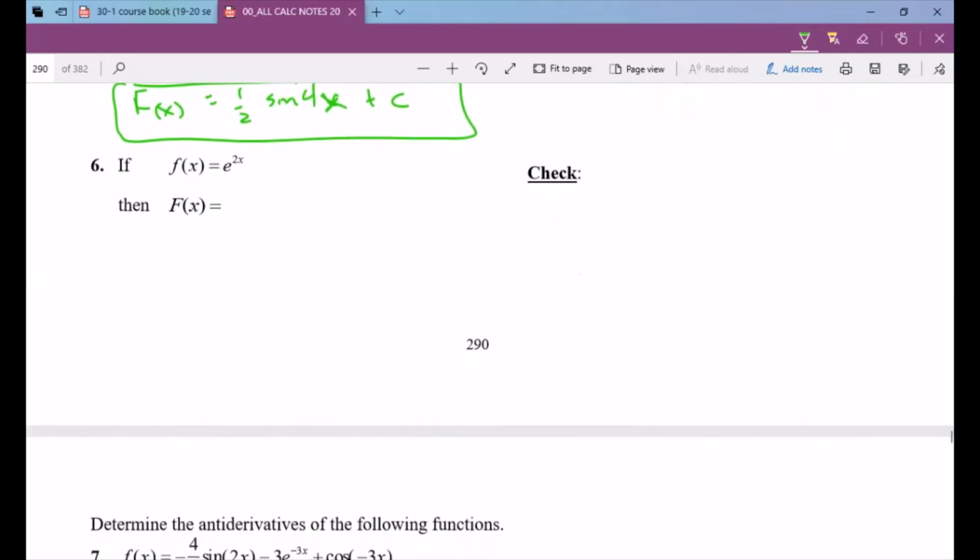And then number 6. Kind of nice and easy. E to the 2x, the derivative of that would have been 2 times e to the 2x. So the antiderivative is going to be e to the 2x stays the same, but we have to divide by 2.